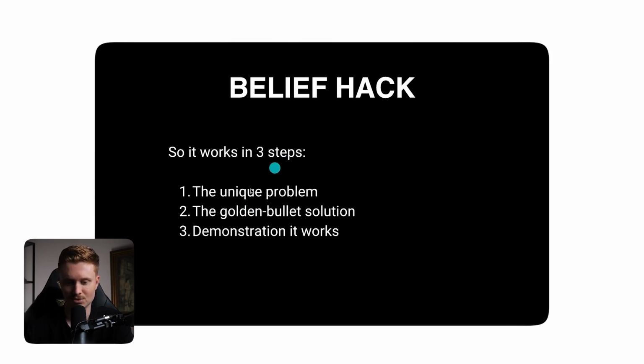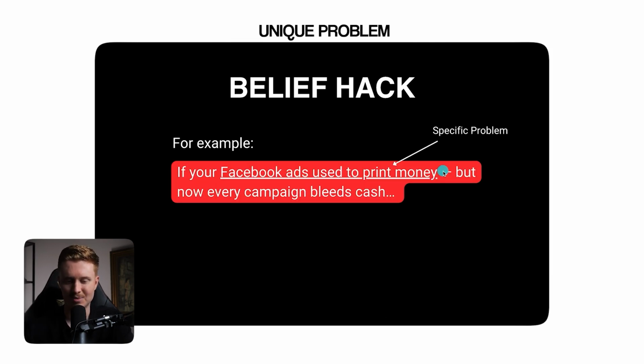Like I said before, I call it the belief hack framework, and basically it works in 3 simple steps. The first step is you want to highlight the unique problem. Step 2, we're going to introduce the golden bullet solution. And then 3, we're going to demonstrate that your solution actually works. So let's start with the unique problem.